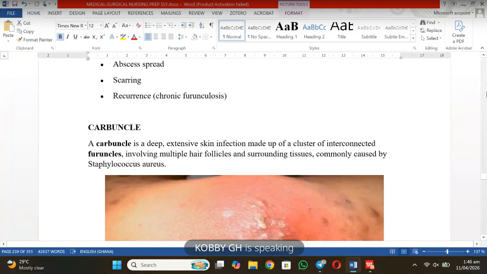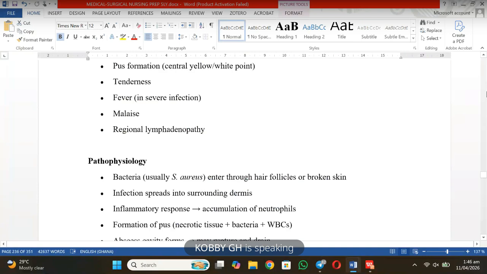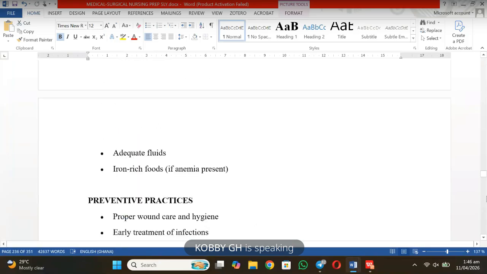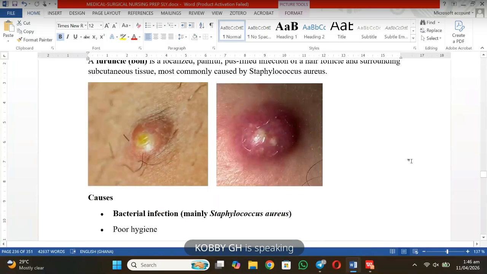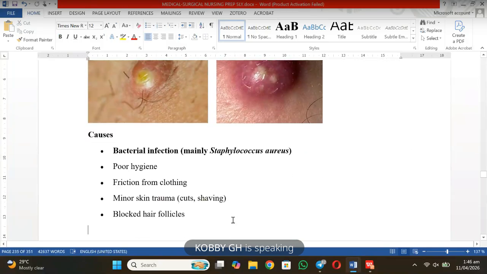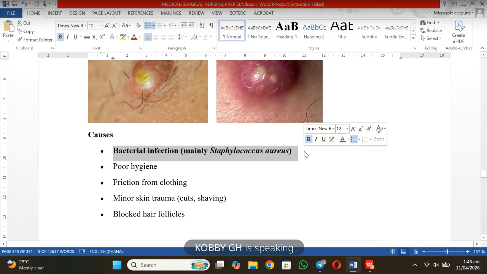But the moment you hear the examiner using the word localized or a single pus accumulation within the subcutaneous tissue or within a hair follicle, then remember the examiner is now talking about furuncles. That's the difference. Now, the causative organism for both of them is the same thing. This is the commonest organism, Staphylococcus aureus. So pay attention. This is the commonest organism that causes both furuncles and carbuncles.